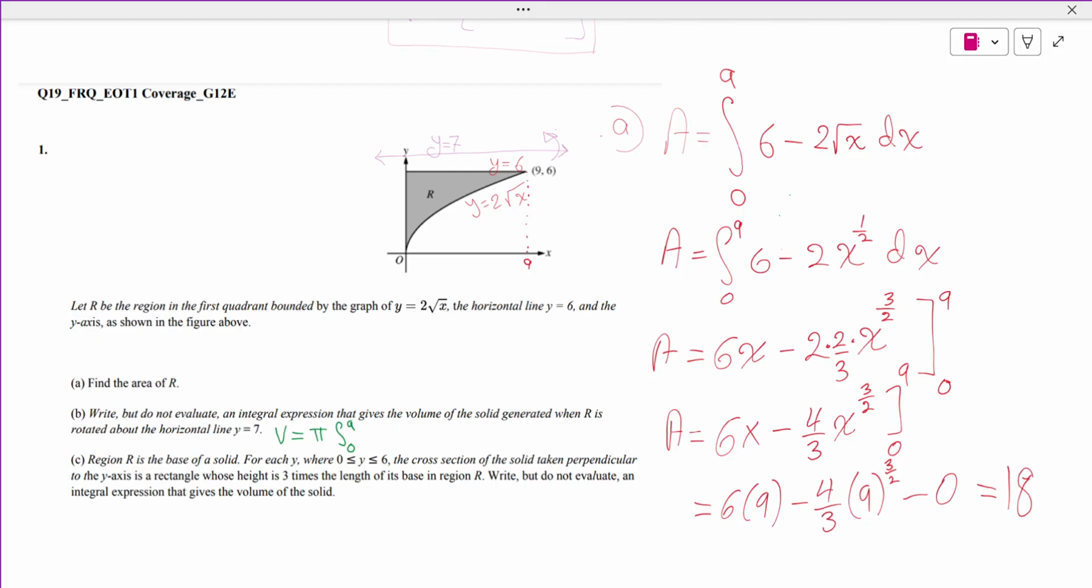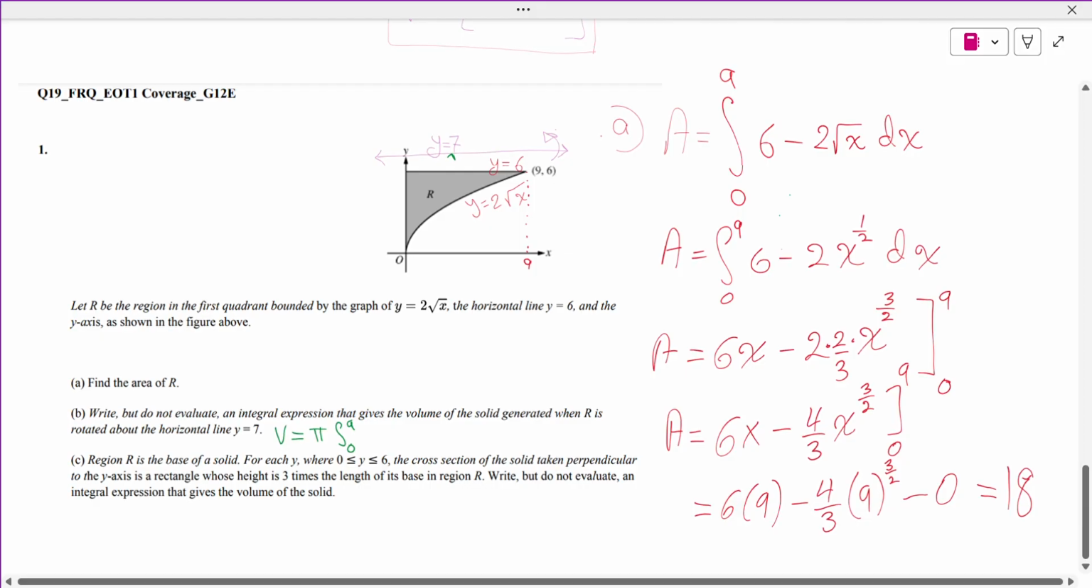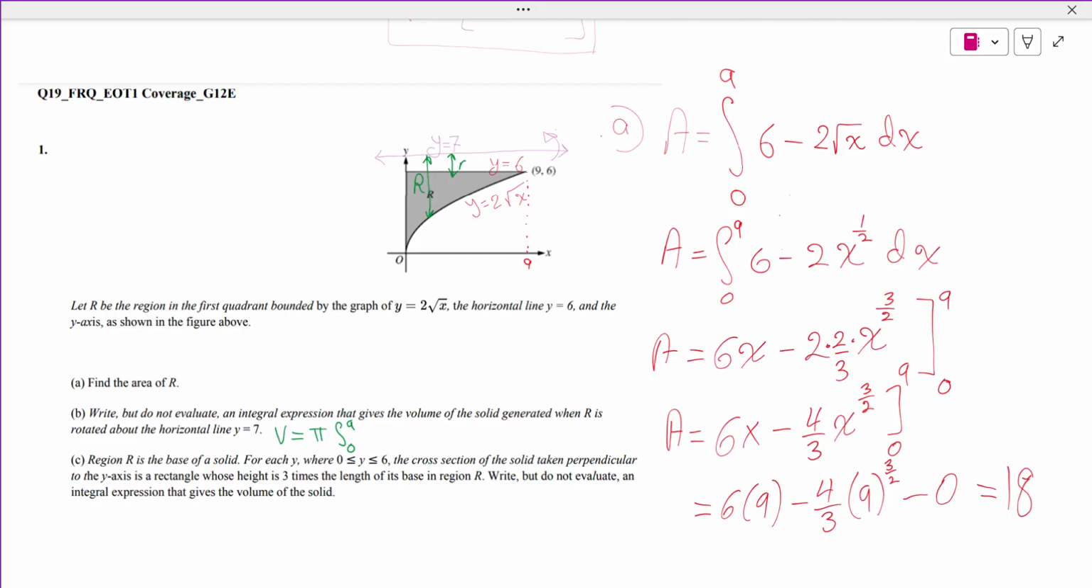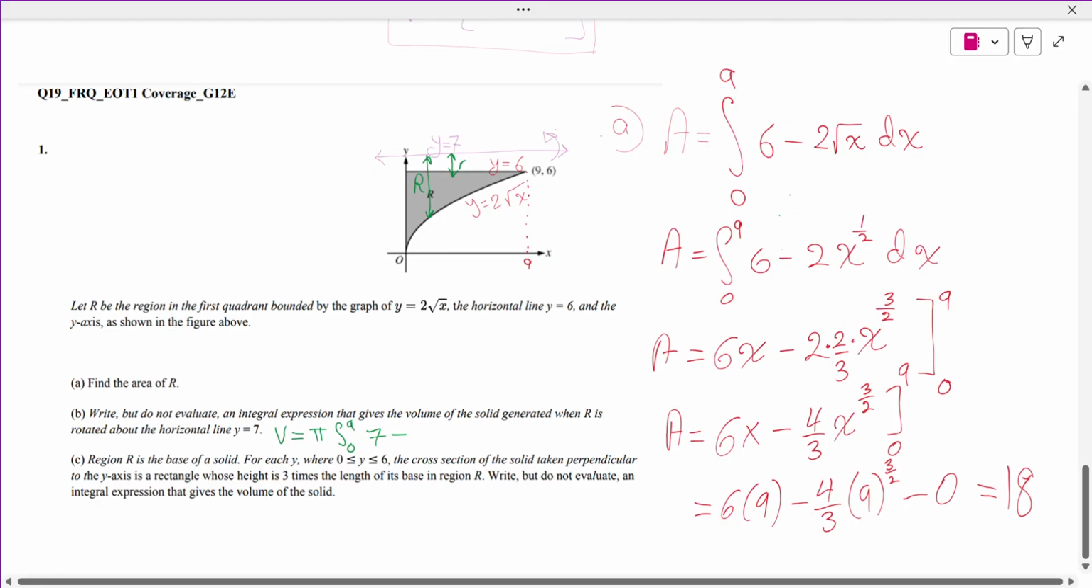So here we have, this is r small, and this is what? This is the r capital. So the bigger radius is the difference between the function and y equals 7. So we can say 7 minus the function, which is 2 square root of x. This is all squared. This is the bigger radius, r capital.